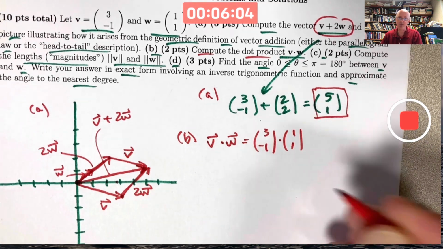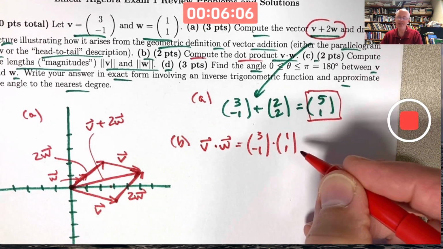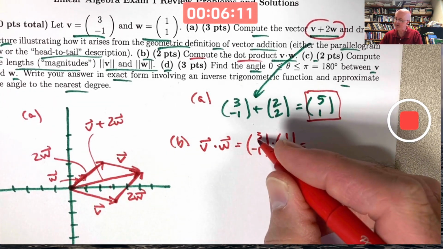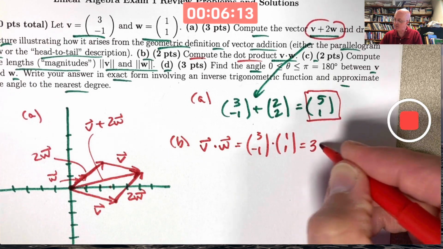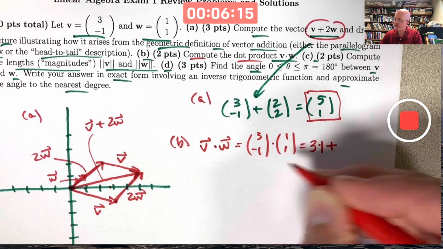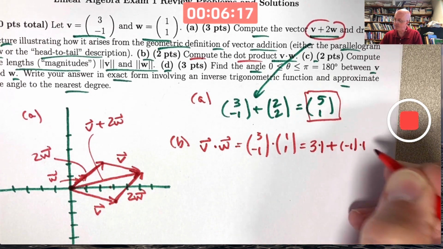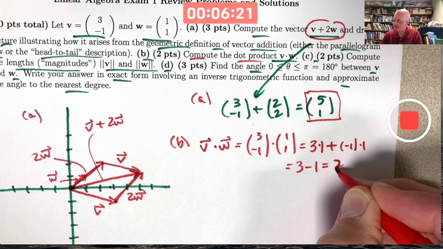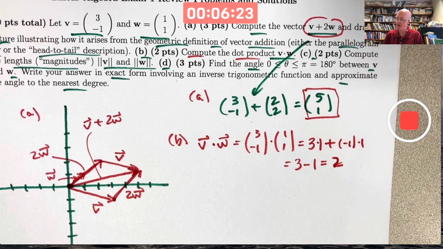There's a formula for dot product that just says you add the products of the corresponding components. So that means, in this case, the product of the first components is 3 times 1. Add the product of the second components, -1 times 1. This gives you 3 minus 1, or 2. The dot product of v and w is 2. Okay? Dot product is also called scalar product. It also always gives you a number.